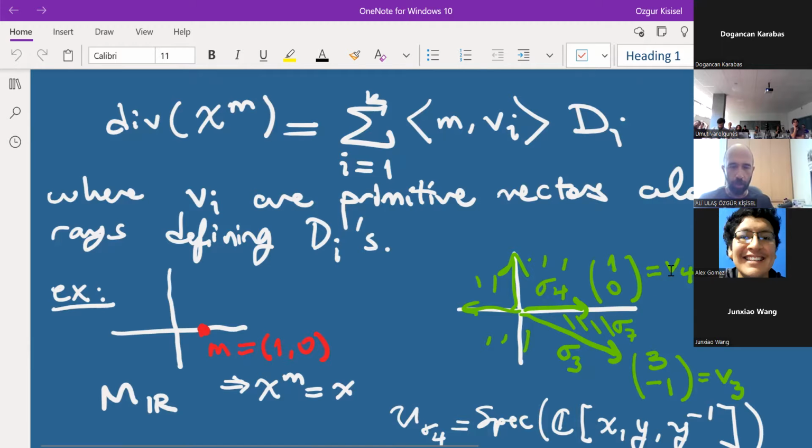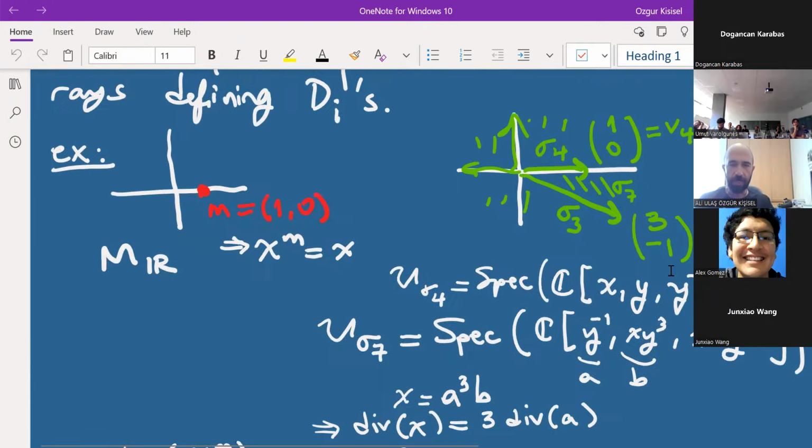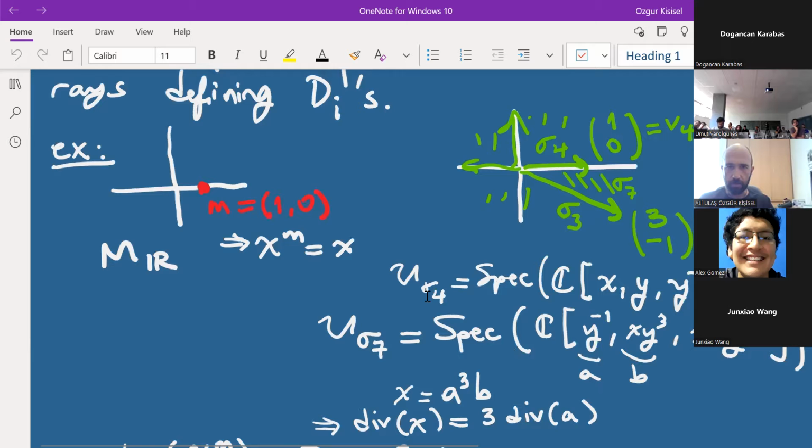So I think it's instructive to also look at these algebras and see it there. U sigma 4 is the spec of C[x, y, y inverse]. So the divisor D4 is just x equals 0, and x equals 0 is its equation. So you get it with a factor 1.